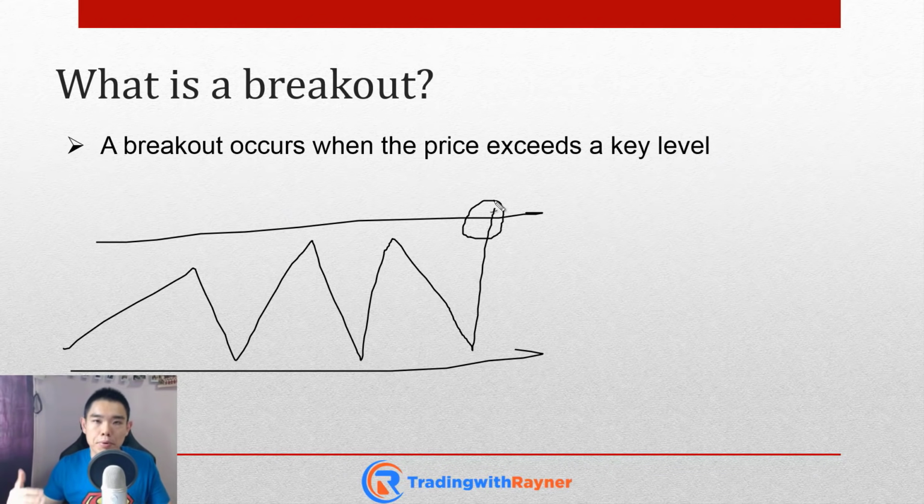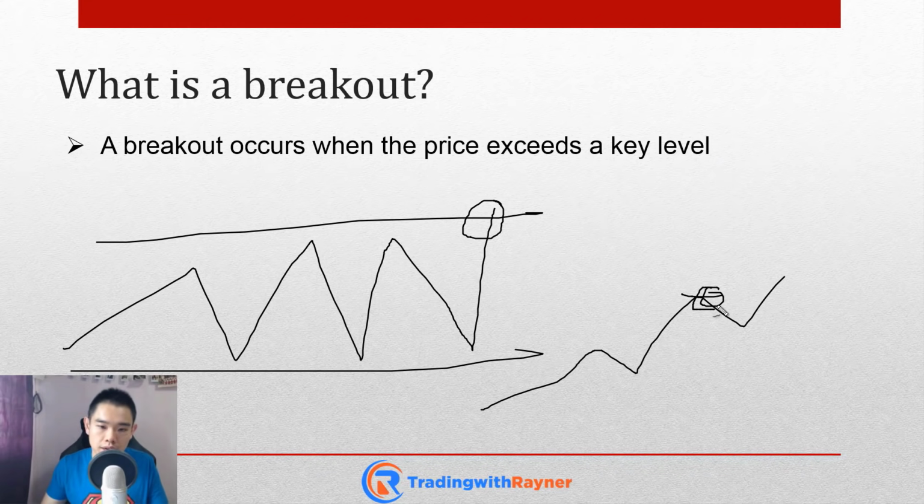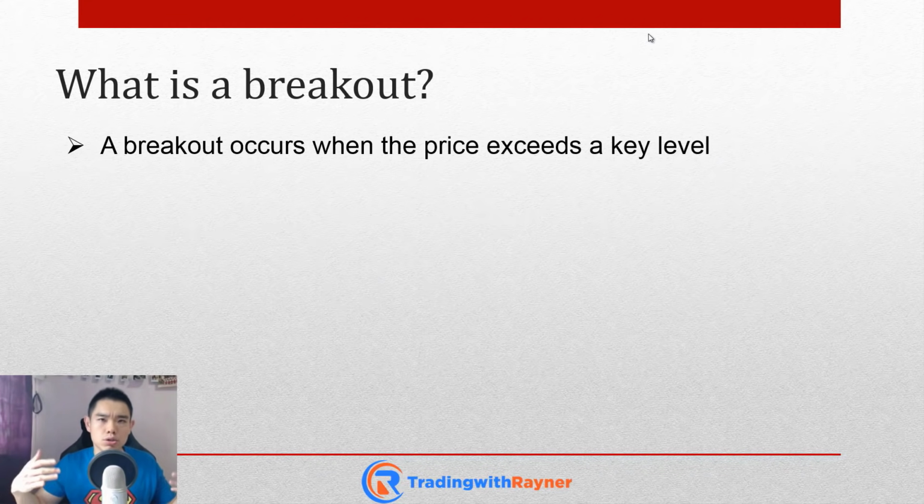Or the market can break out of a swing high or swing low. For example, let's say the market is already in an uptrend. The market can break above this swing high, this swing high. This is what we call a break of a swing high. So there are two ways a market can generally break out.